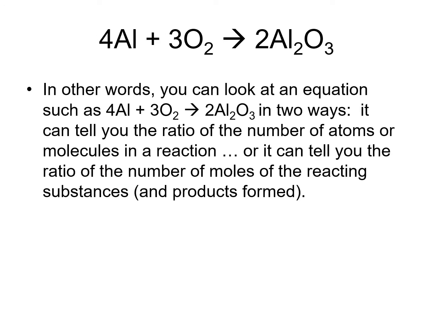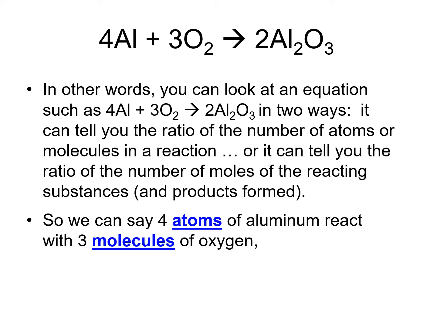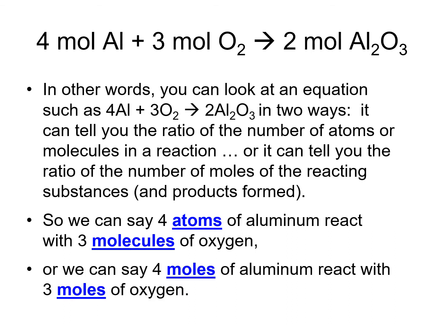So shown on the screen is an equation, and we can look at that equation in several different ways. For example, you could look at it as saying 4 atoms of aluminum react with 3 molecules of oxygen, or you can use those coefficients as a mole ratio. You could say 4 moles of aluminum react with 3 moles of oxygen.